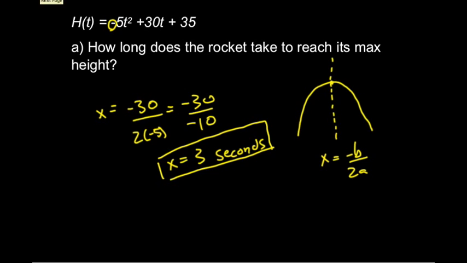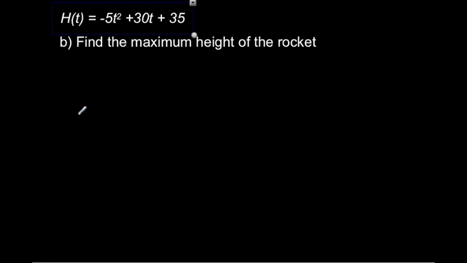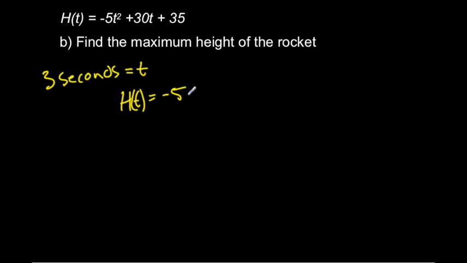Moving on to the next one. If we knew the time at which it was the maximum height, then we can find out what the maximum height is. So we'll have 3 seconds, which was t from when it was the maximum height, and we'll just plug that into our equation. So h of t in meters is going to be negative 5 times 3 squared plus 30 times 3 plus 35. We're taking where our vertex is on our x-axis and applying it to the height function.